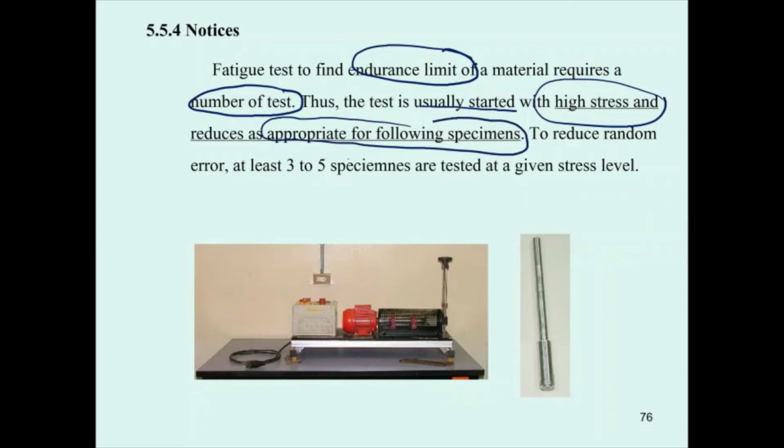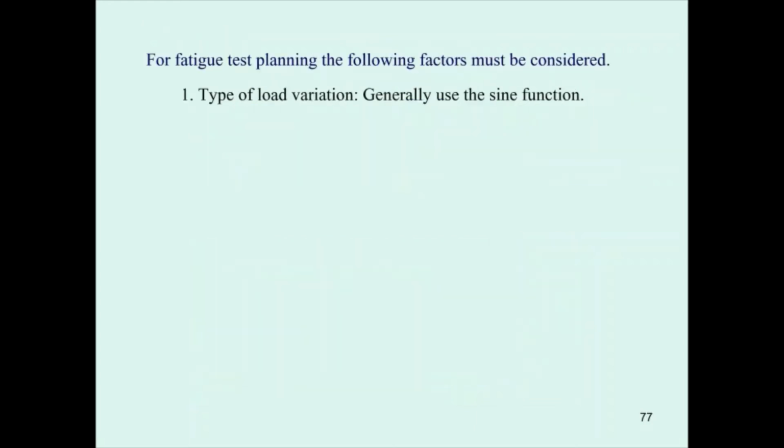And we are supposed to test 3 to 5 specimens for a given stress level. For example, if you test the specimen at a very high 600 megapascal, you should test 3 to 5 specimens. And also, if you would like to go down to 500 megapascal, you still test 3 to 5. That means you are going to test a lot of specimens. Okay. For fatigue test planning, you have to consider the type of loading variation.